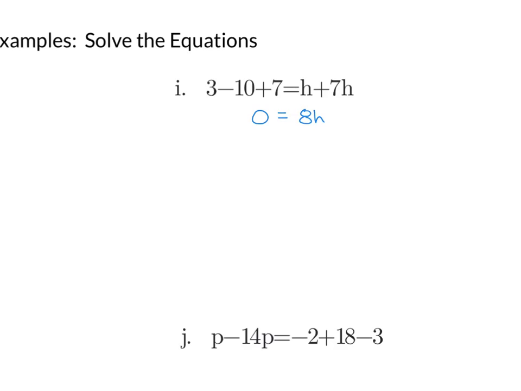We can go ahead and divide by 8. And remember, this is not the problem one. We can do 0 divided by 8. 0 divided by 8 is 0. On the right side, my 8's cancel, leaving me with just h equals 0.